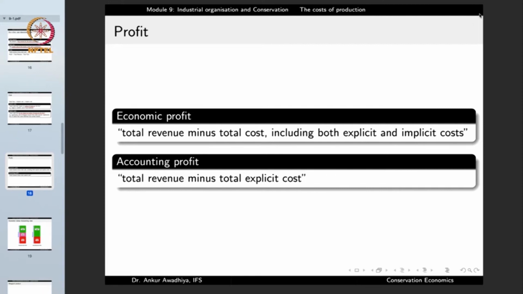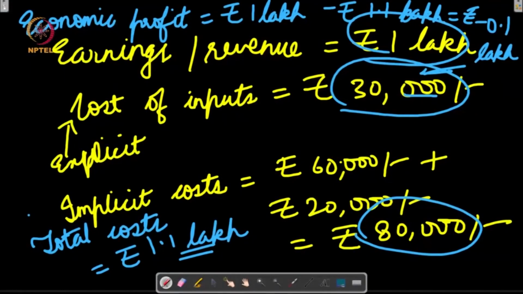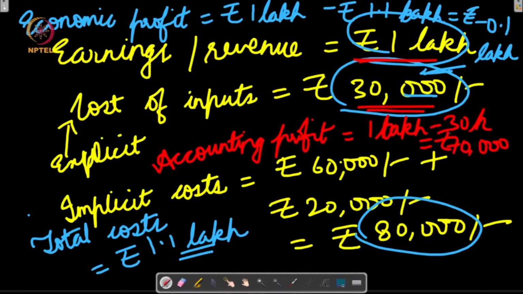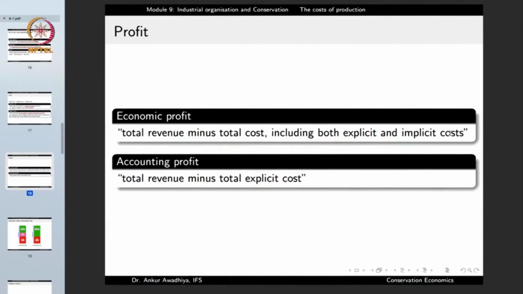Whereas the accounting profit is total revenue minus total explicit cost. Now, total revenue is 1 lakh of rupees. So, this is the total revenue. Total explicit cost is 30,000 rupees. And so, we will say that the accounting profit is 1 lakh minus 30,000 rupees is 70,000 rupees. So this person is earning an accounting profit of 70,000 rupees, but an economic profit of minus 10,000 rupees.